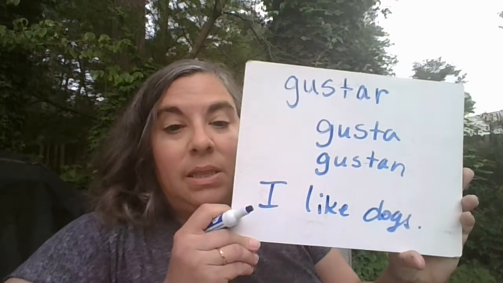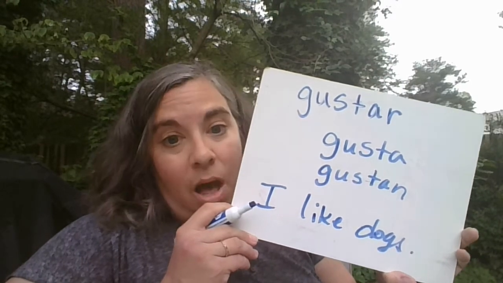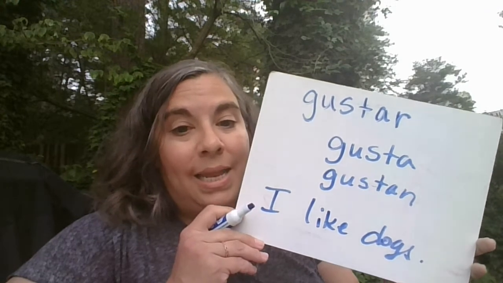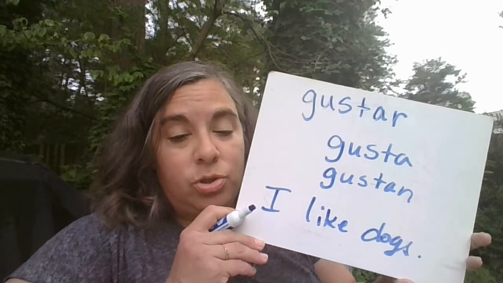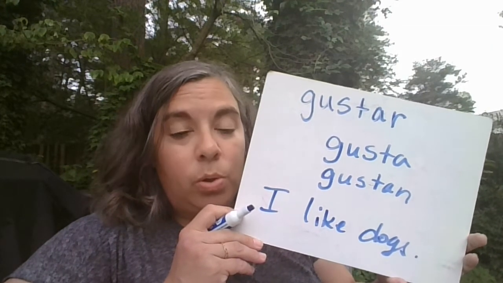Okay? Why is that? When we have a sentence in English, for example, I like dogs, I is your subject, like is your verb, and dogs is your direct object, okay? But in Spanish, if we said I like dogs, we would say me gustan los perros. Gustan, because dogs is plural. So let's look at the sentence, me gustan los perros.